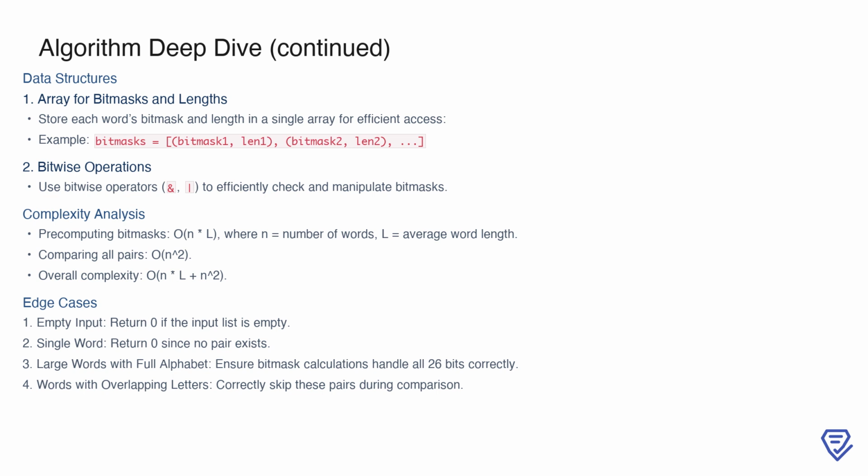For example, if the input list is empty or has only one word, we simply return 0 since no valid pairs exist. Similarly, for very large words that use all 26 letters, the bitmask calculations must correctly account for all bits without errors. Lastly, when words share letters, they are automatically skipped during comparison, ensuring correctness.